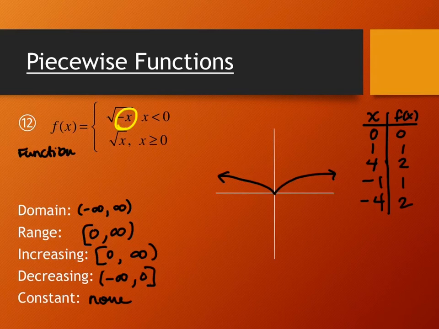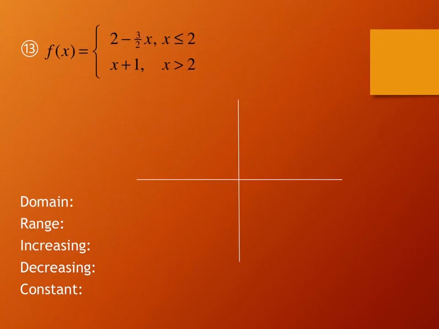All right, one last example. Starting with looking at these, the breaking point, if you will, between the two equations is at x equal to 2. But what are these each individually equations of? What is the graph of 2 minus 3/2 x? What is the graph of x plus 1?